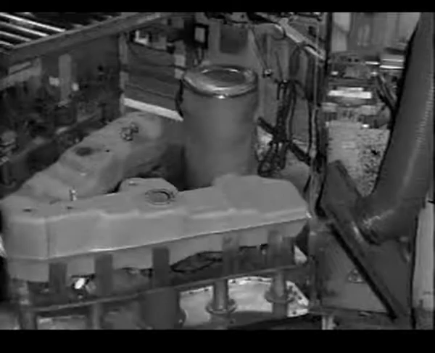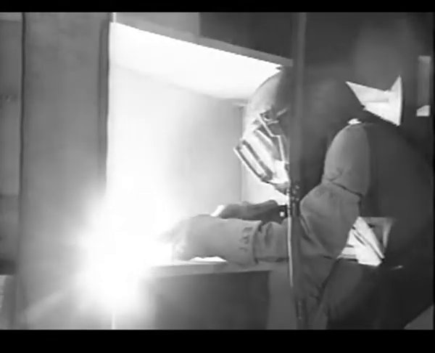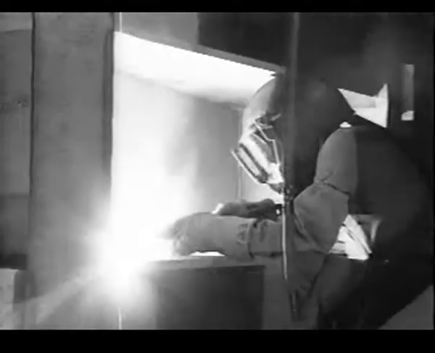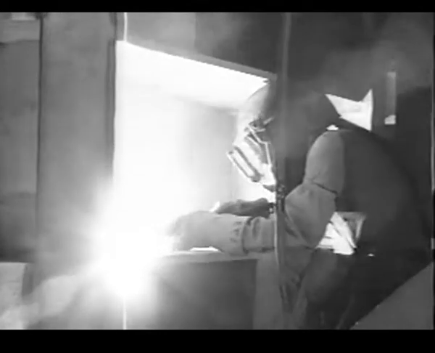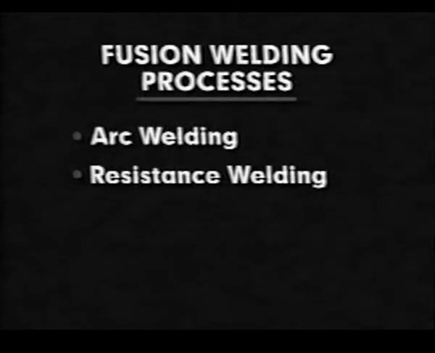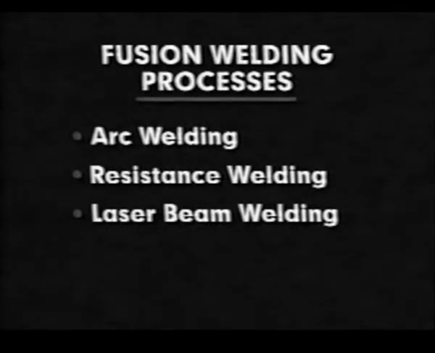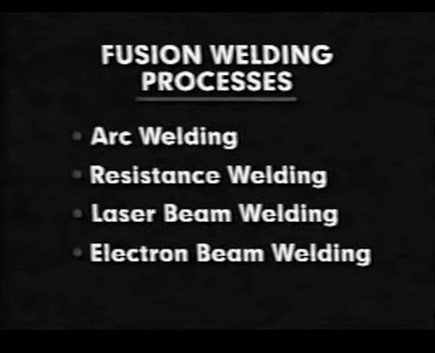The numerous welding processes join or coalesce metals together by either fusion welding or solid-state welding. In fusion welding, metal coalescence is created by melting a base metal and filler metal together, or by melting the base metal alone. The principal fusion welding processes are arc welding, resistance welding, laser beam welding, and electron beam welding.